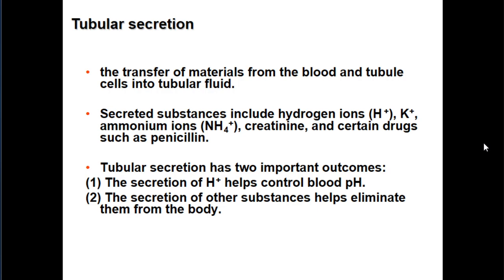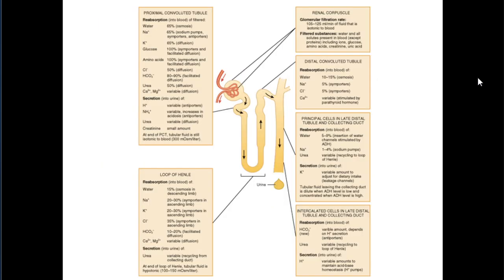Tubular secretion summary. That's the transfer of materials from the blood into the tubular system. Secreted substances include hydrogen ions, potassium, ammonia, creatinine, and some drugs. Tubular secretion has two important outcomes. The secretion of hydrogen helps to control blood pH, and secretion of other substances helps to eliminate them from the body.